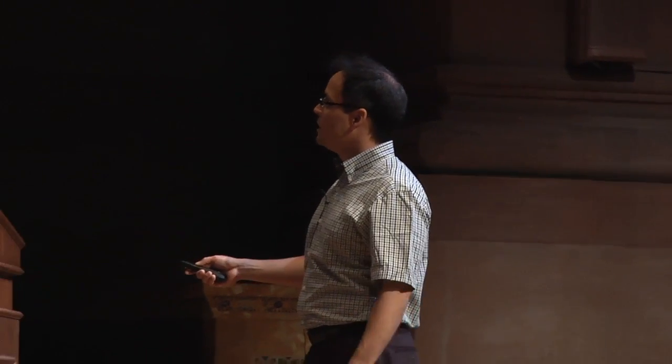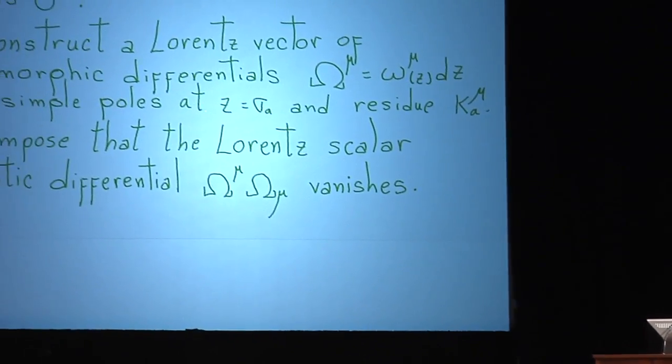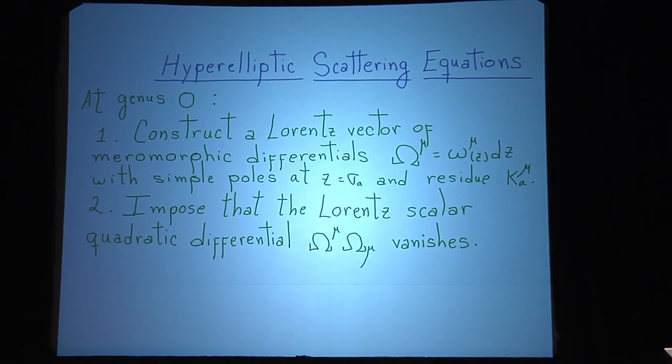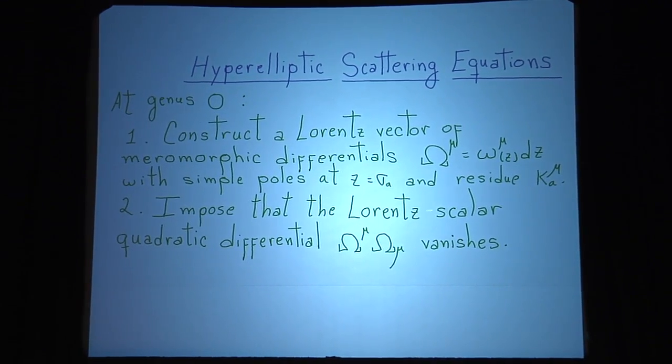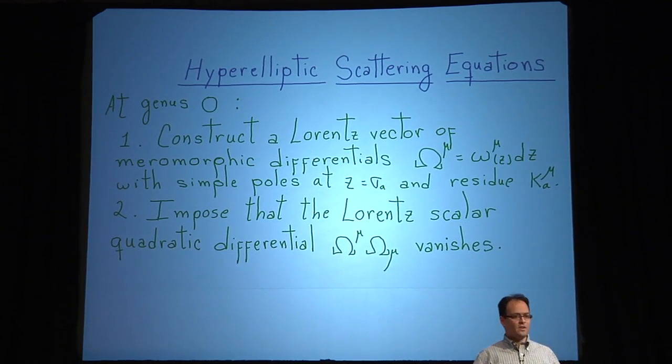Well, what I'll describe now is what I like to call hyperelliptic scattering equations, and this is work with Humberto Gomez. Let me recap the approach we followed to get the genus 0 answer. First step, construct a Lorentz vector of meromorphic differentials, with simple poles only: the only singularities are simple poles at the locations of the punctures with residue k_a. Second step, impose that the Lorentz scalar quadratic differential vanishes. Now, how can we generalize this to higher loops? You think hard for a while, and here is the answer.